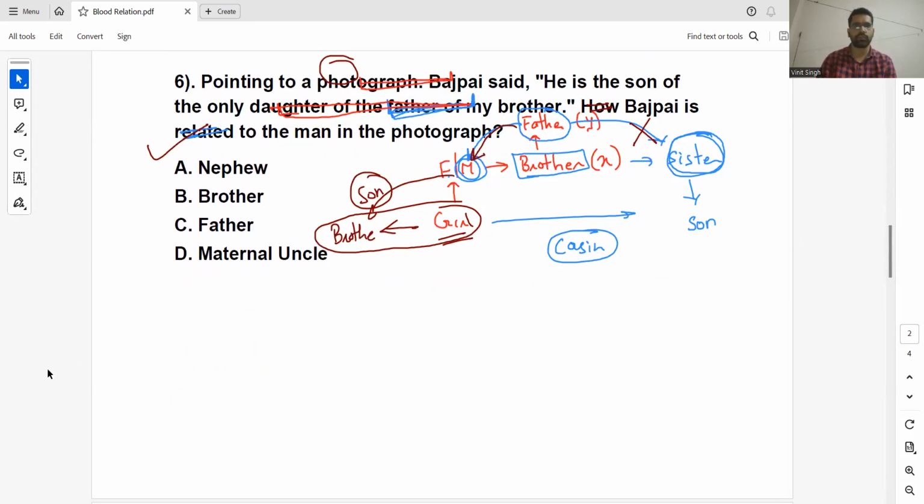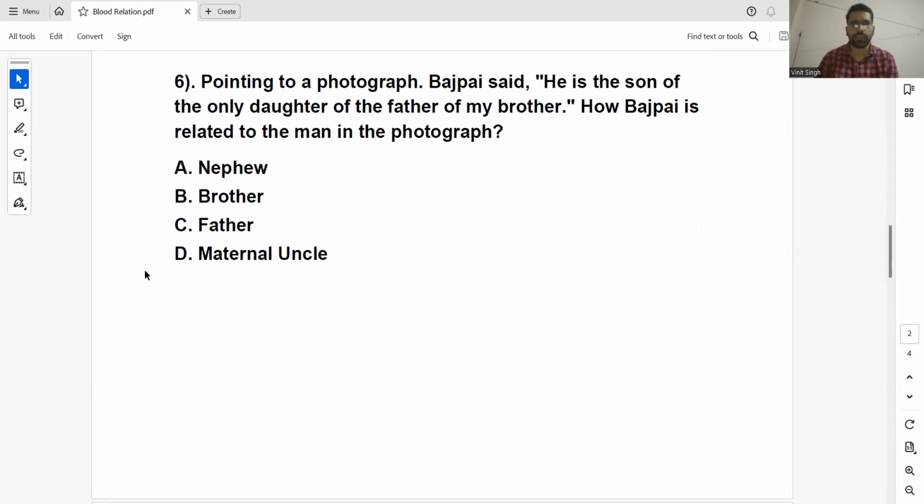Next question, question number 6. Pointing to a photograph, Vajpayee said, "He is the son of the only daughter of the father of my brother." How is Vajpayee related to the man in the photograph? So we will start from my brother. Pointing to a photograph, Vajpayee said, "He is the son of the only daughter of the father of my brother."